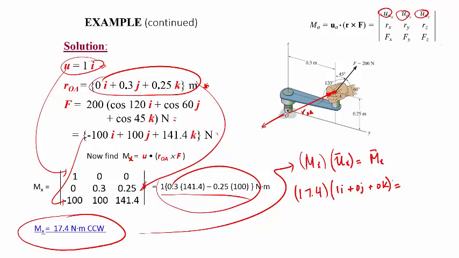This is in Newton meters. So in this case the vector is 17.4 I Newton meters, which makes sense because I had only the I, but if I had a different vector that was not I, this would be the case.